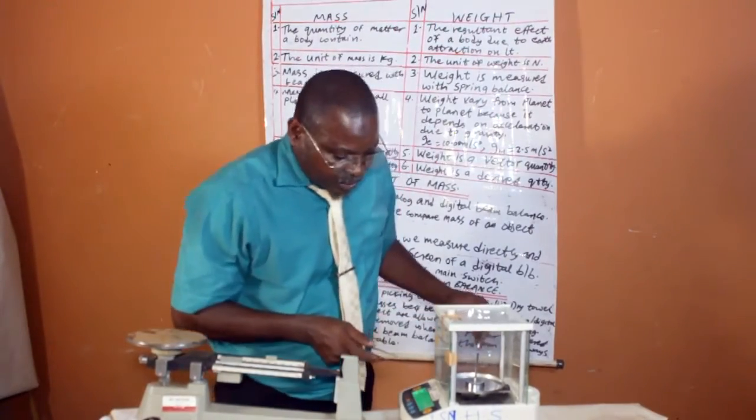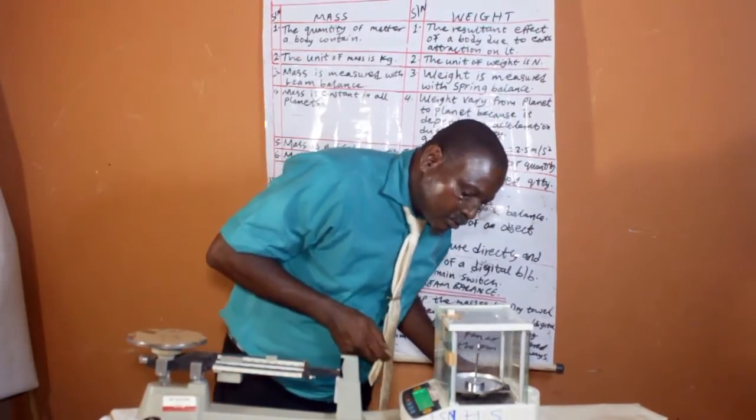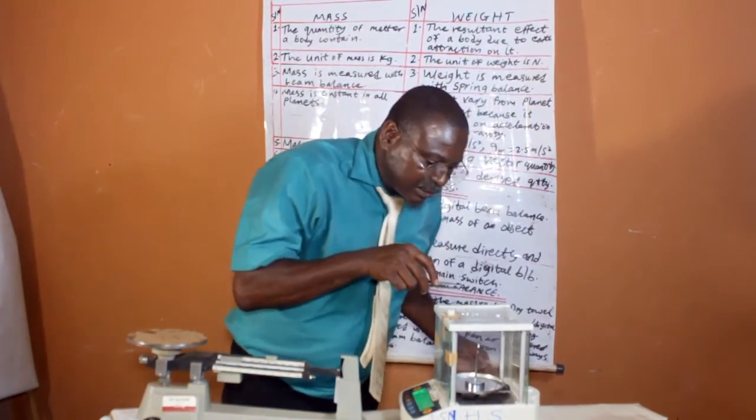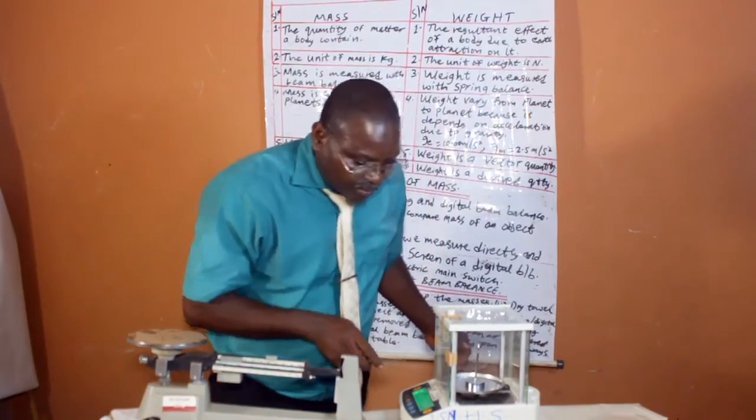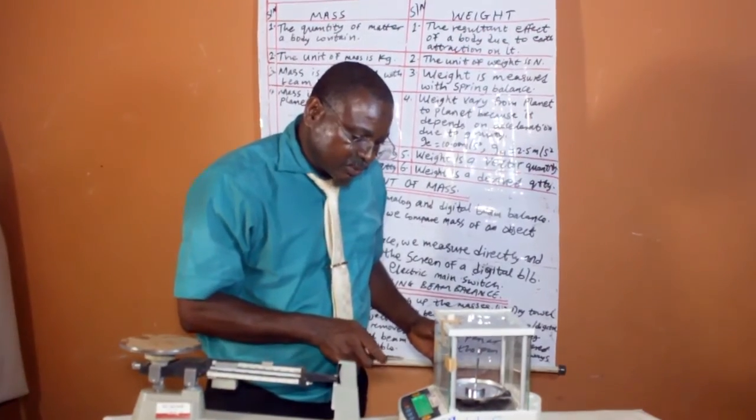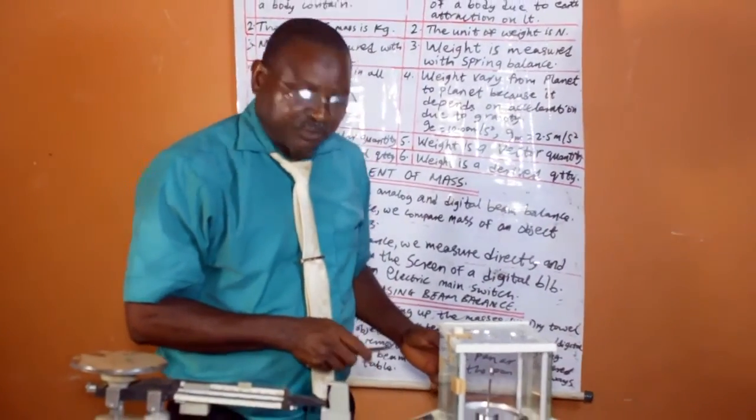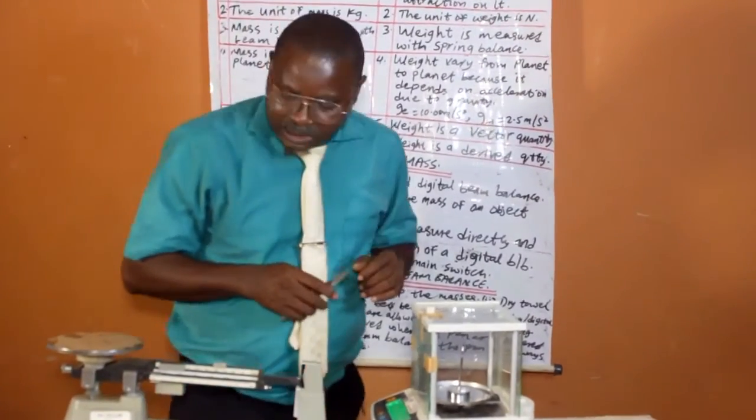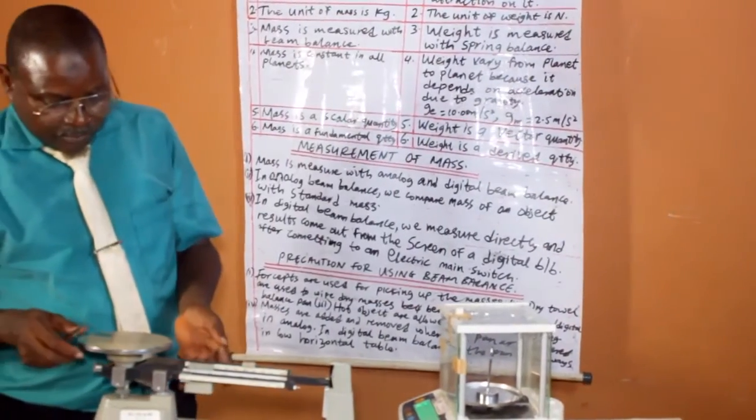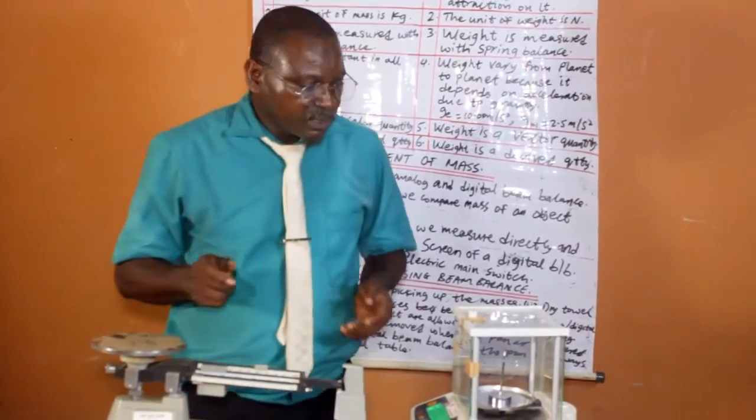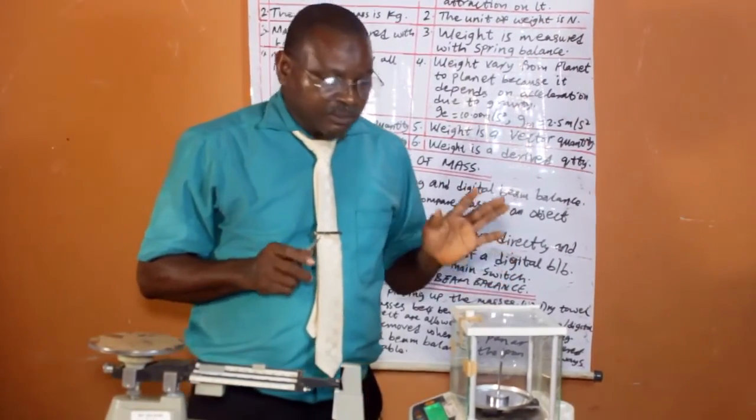The mass of this one is 100 gram as written on the standard mass, but the digital beam balance gives us 99.50 plus or minus 0.5 error. So that is how to use the analog beam balance to measure mass and the digital beam balance to measure mass.